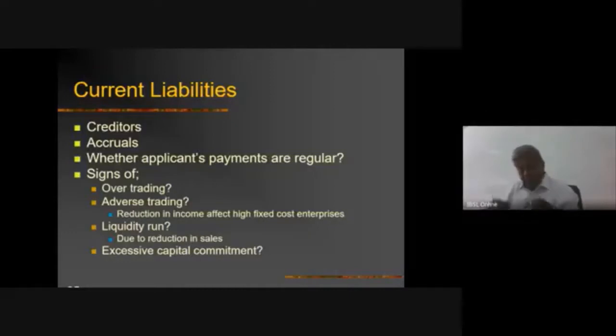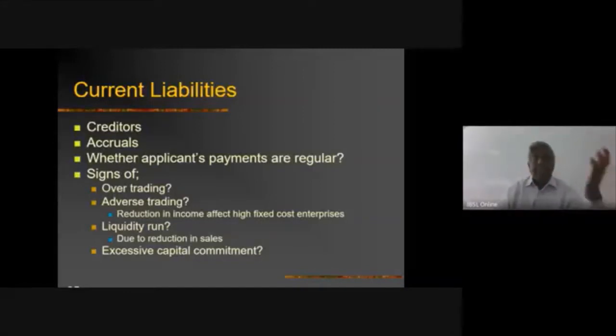Lack of profitability, yes, it also affects, but not suddenly. It may take some time. In the long term, lack of profitability affects and closes the business, whereas a liquidity problem in the short term affects and closes the business, unless they improve the liquidity, unless they bring in cash. So the liquidity problem can be due to overtrading, maybe due to adverse trading, maybe due to liquidity run, right?